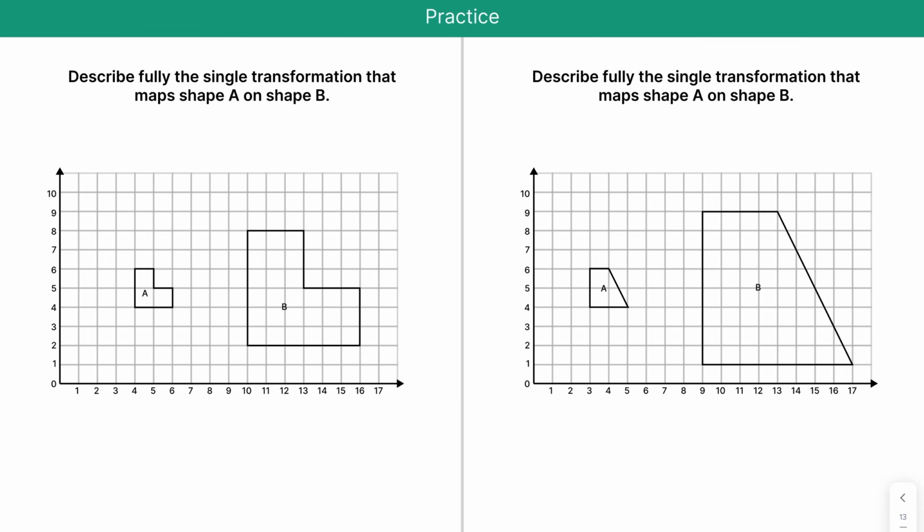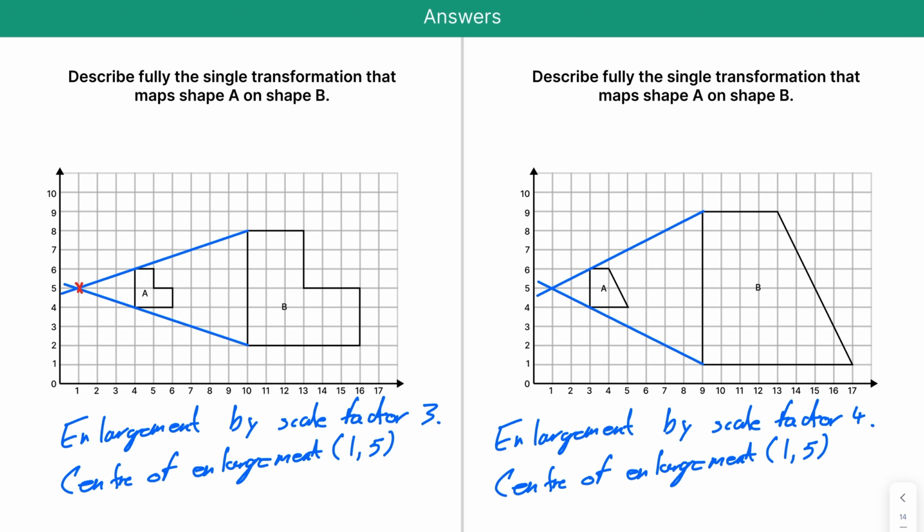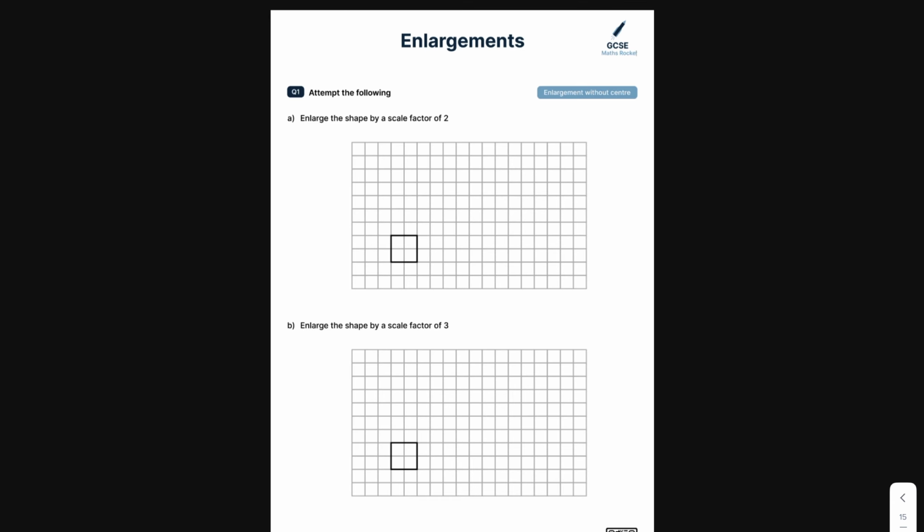So here's the practice questions. Press pause now and have a go. Here are the answers. Mark your work.